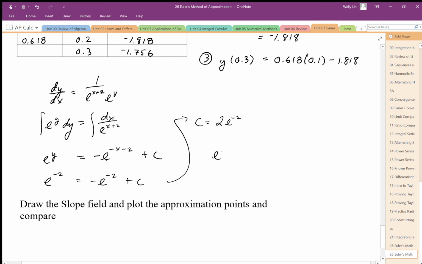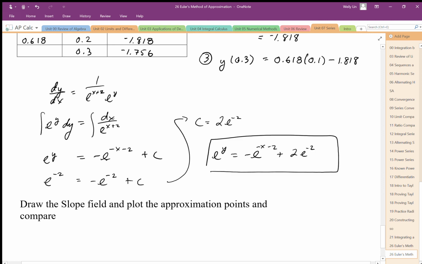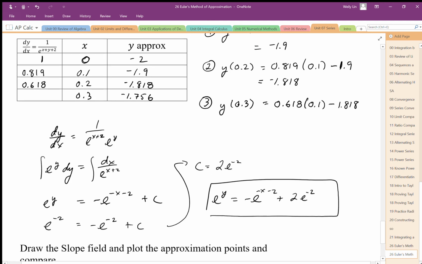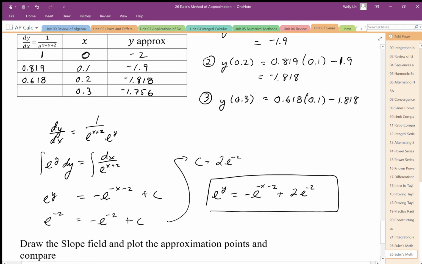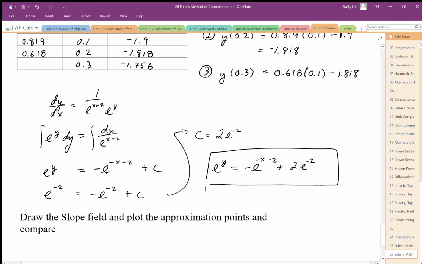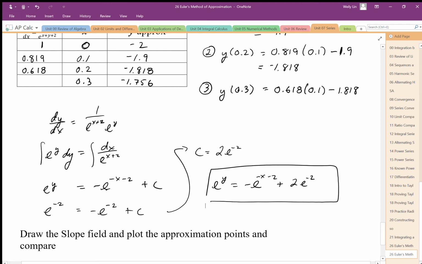So my equation works out to be e to the y equals negative e to the negative x minus 2 plus 2e to the negative 2. Okay, so this is the actual solution to my differential equation. Euler's method is giving me an approximation of this solution to my differential equation. Okay, and again, we can draw this in our slope field, and we can see how this is following our slope field, which then is just approximating the solution to this differential equation, or sorry, to the general solution equation.